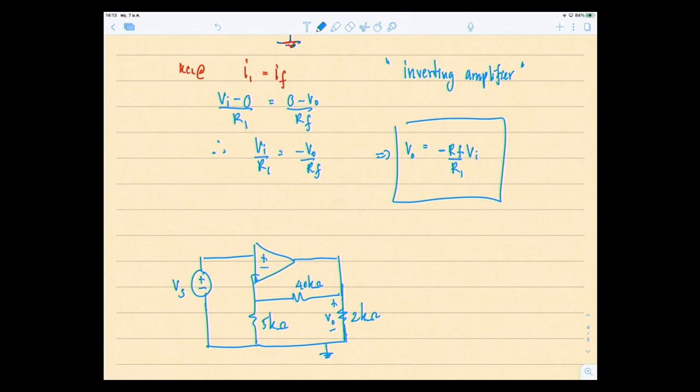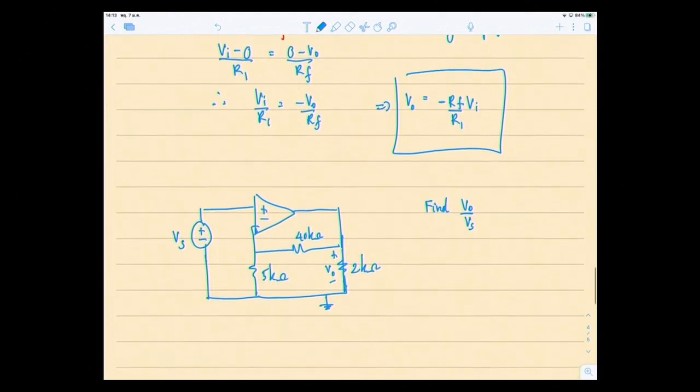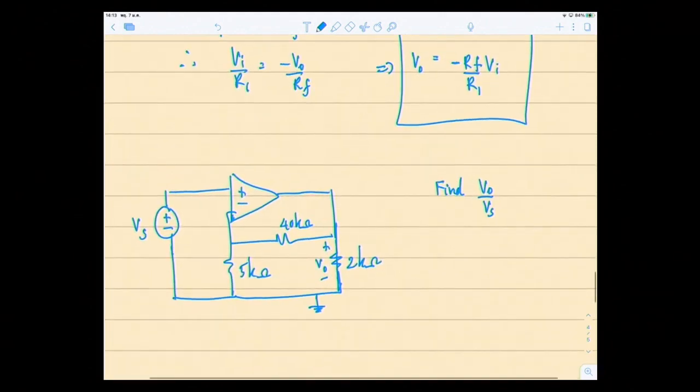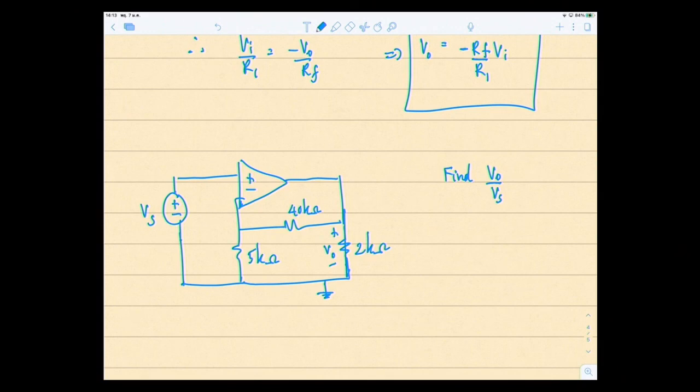Okay, we want to find Vout over Vs. This problem, Vout over Vs. Okay, let's start with the ideal op amp. What do we know?